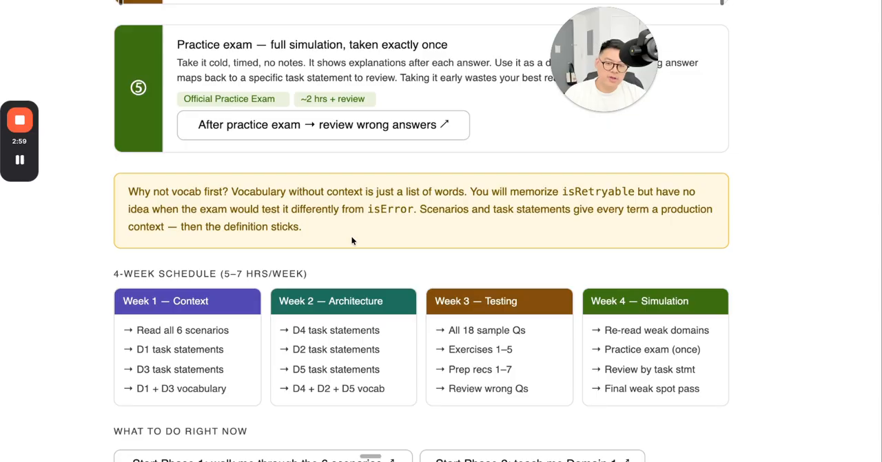So why not the vocab first? Because vocab without the context is just a list of words. You will memorize, that is retrieval, but you don't have context. So now that we've put together everything here, it's time to understand, okay, what is a scenario versus what is a domain? We need to have that understanding before we move on to vocabulary.